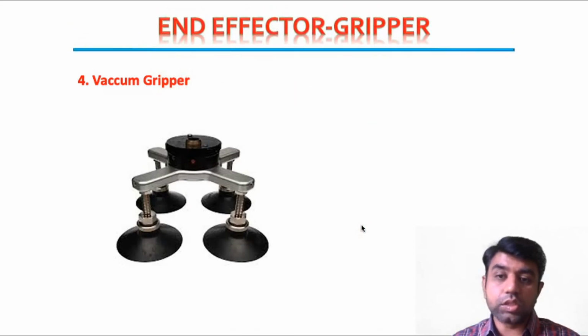The next is a vacuum gripper. This we may have seen a number of times also, right? A vacuum will get created, and as you press this against the workpiece, with the help of the vacuum effect the object will be lifted, right? So an end effector can be of this type also.